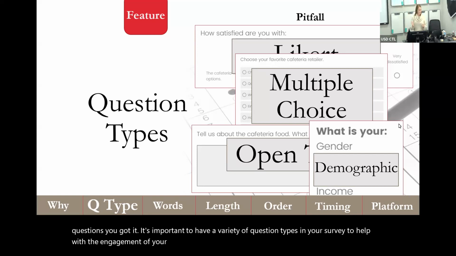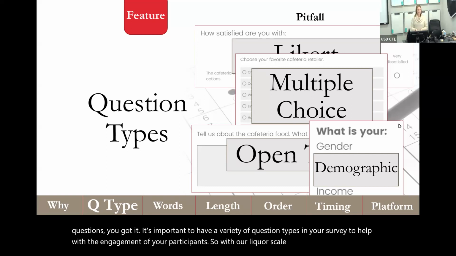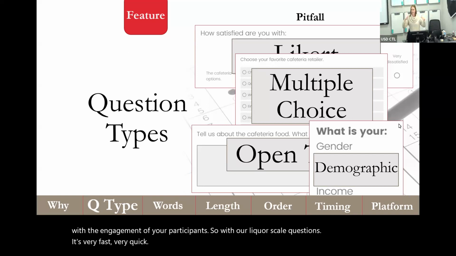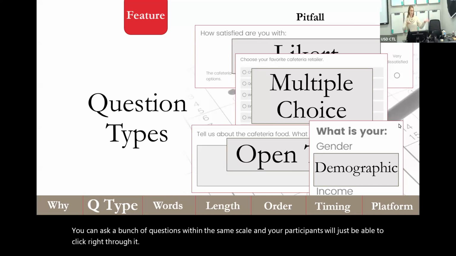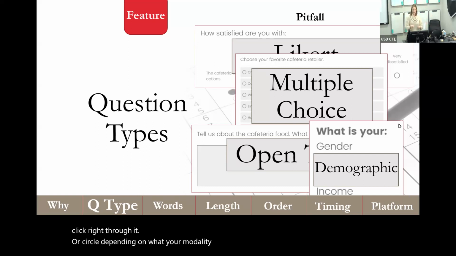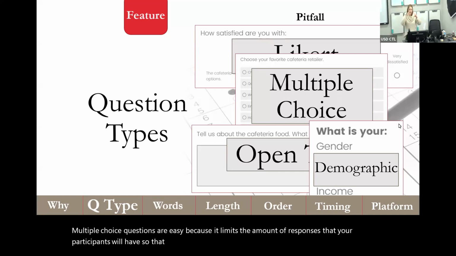So with our Likert scale questions, it's very fast, very quick. You can ask a bunch of questions within the same scale and your participants will just be able to click right through it or circle, depending on what your modality is. Makes it very quick. The same thing goes for multiple choice. Multiple choice questions are easy because it limits the amount of responses that your participants will have so that you can make quick and easy deductions about whatever it is that they want to do.